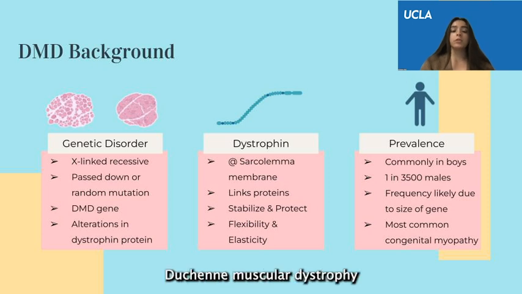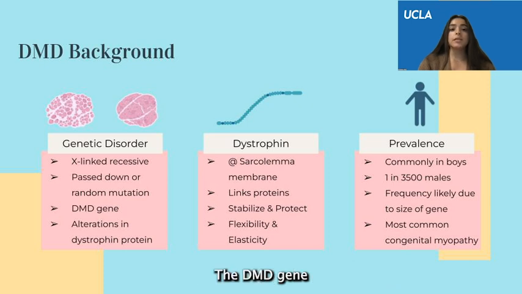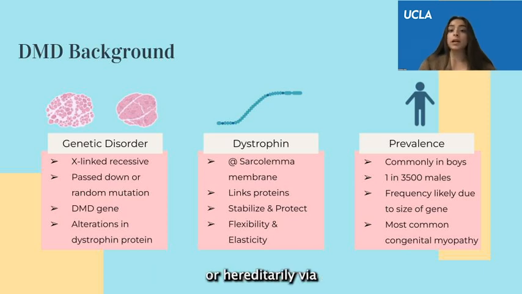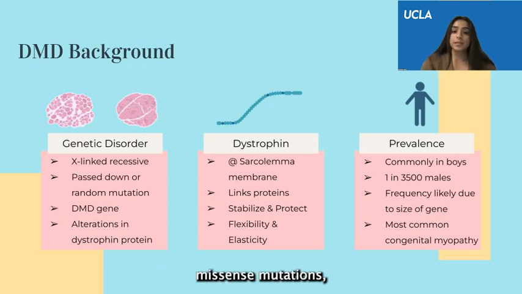So as previously mentioned, Duchenne muscular dystrophy is an X-linked recessive disorder which causes a mutation in the DMD gene. The DMD gene is one of the largest genes in humans, and because of this, it can experience many mutations. Mutations to the gene can occur randomly or hereditarily via genes passed down from the mother's X chromosome. There are a variety of mutation types, including large or small exon deletions, large or small exon duplications, missense mutations, nonsense mutations, splice site mutations, intronic mutations, etc. However, regardless of the origin or type, most of these mutations result in the inability to produce well-functioning dystrophin, which is the protein produced by the DMD gene.